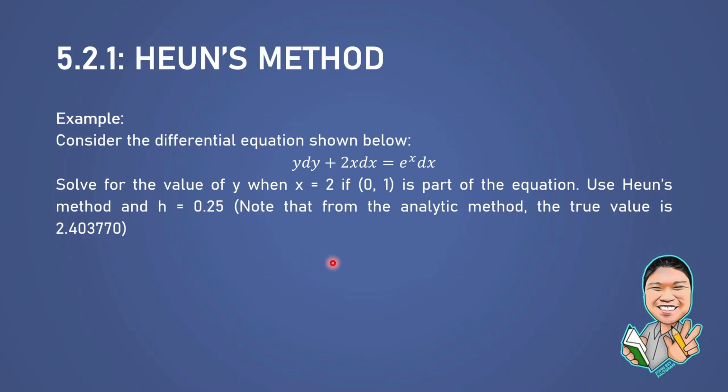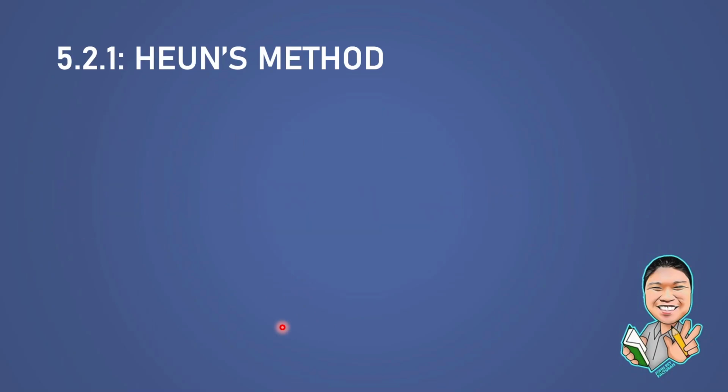Nilagay ko lang dito na from the analytic method or doon sa exact method natin, the true value is equal to 2.403770 para at least later on, makompute natin yung relative error. So, sige, let's start solving the problem using the Heun's method.